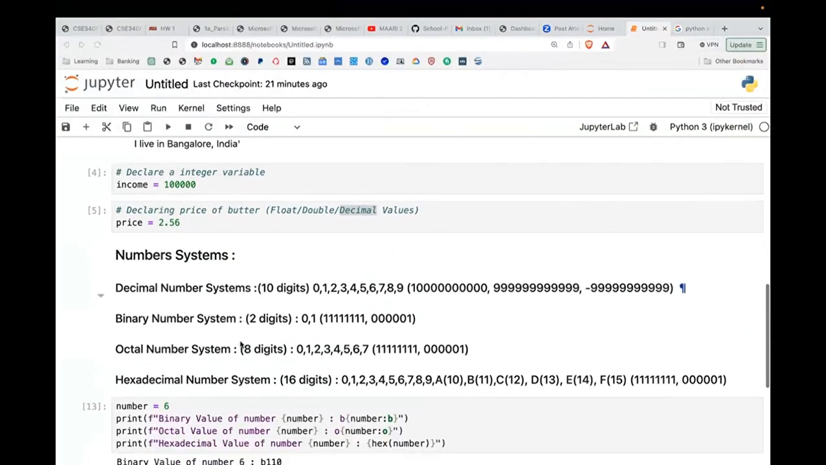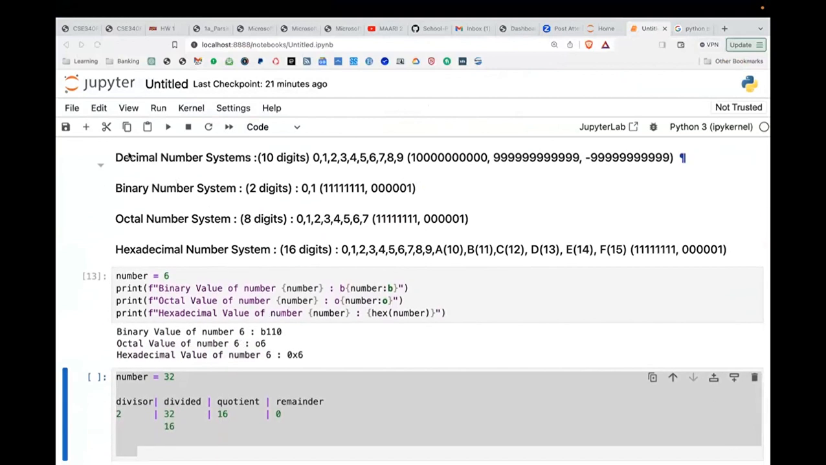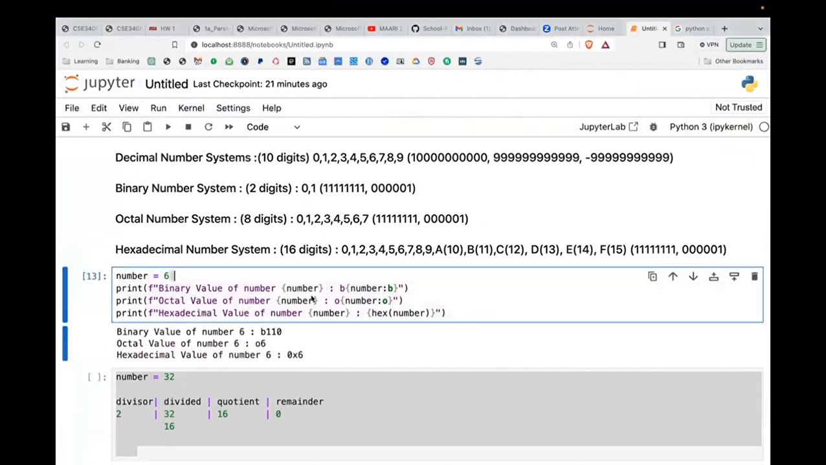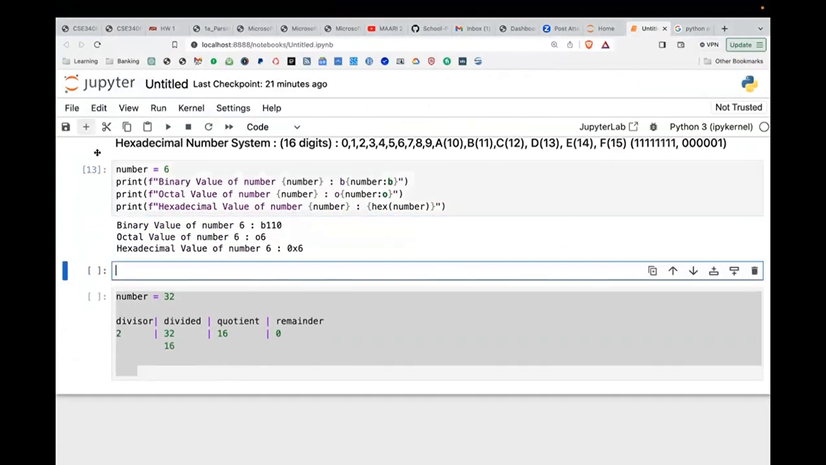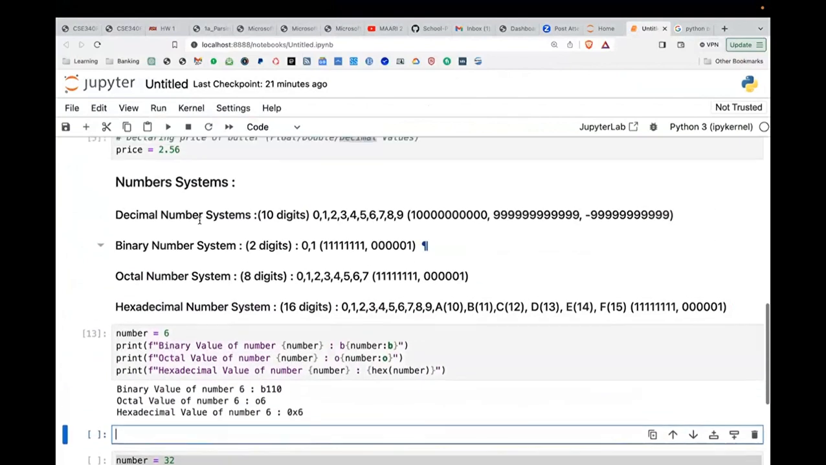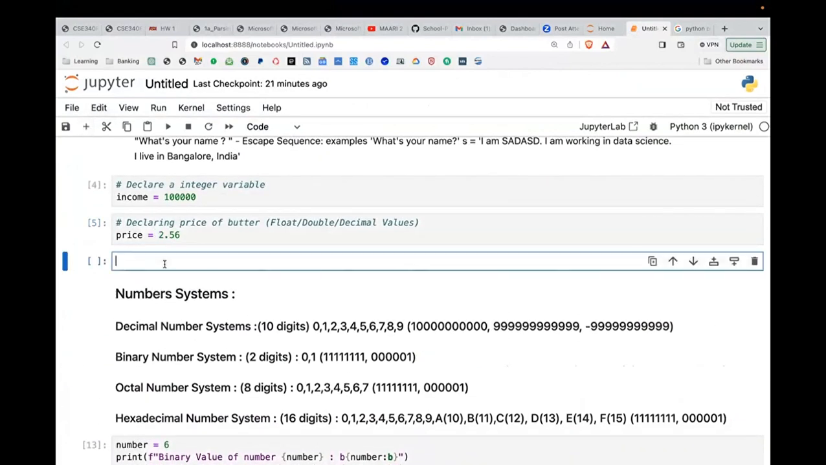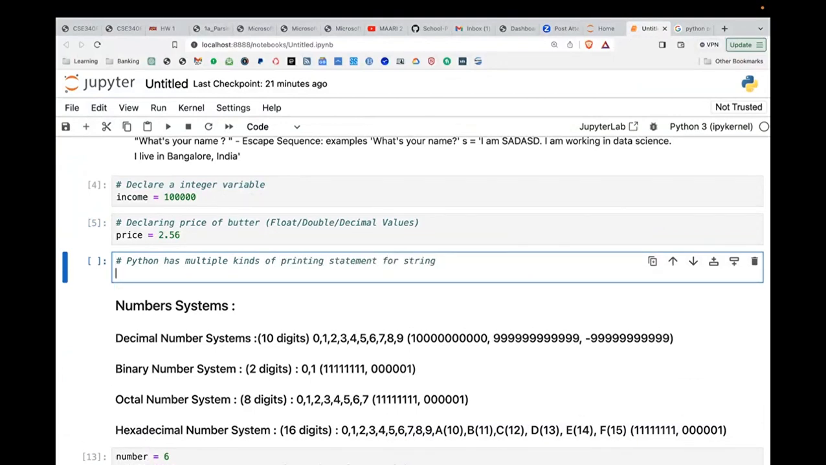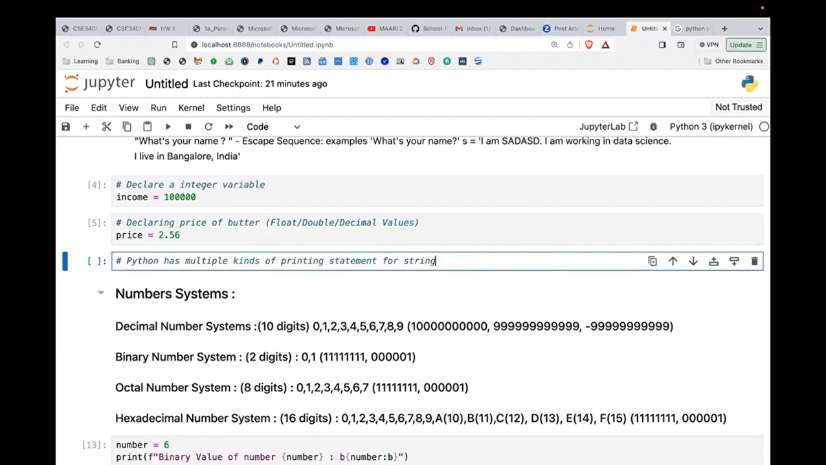Okay, so you understand what exactly I was trying to tell you. These are the number system. In the number system, we can represent it by the print way. On that day I wanted to tell you something before this: Python has multiple kinds of printing statements for strings. What are the multiple kinds? Earlier we used to work with different versions, and I am writing it as a multi-line comment right now.